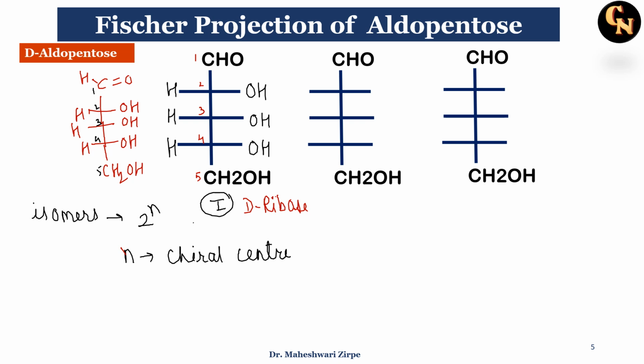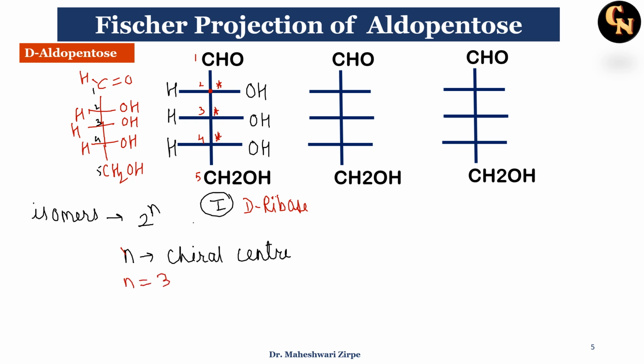So let us see the first one. Is it chiral? No. Second one? Yes. Why? Because all the bonds for this carbon have different atoms or different groups of atoms attached to them. So the second carbon is chiral, third carbon is chiral, and fourth carbon is chiral. Fifth is not chiral. So what is the chiral center count here? N is equal to 3.